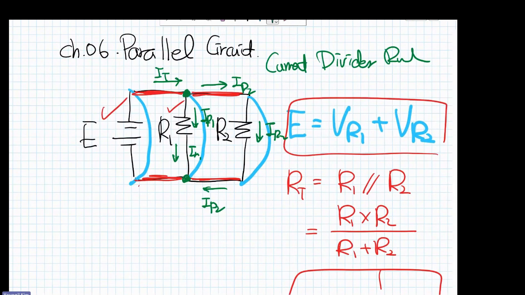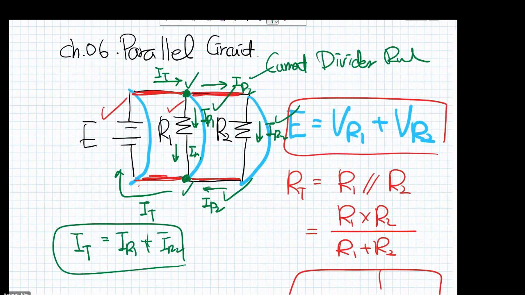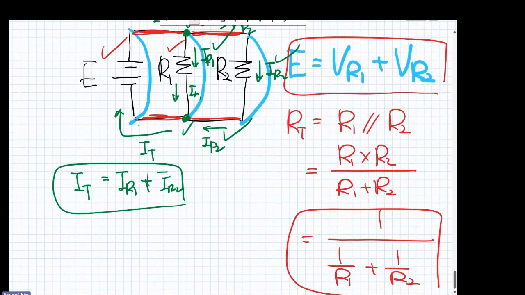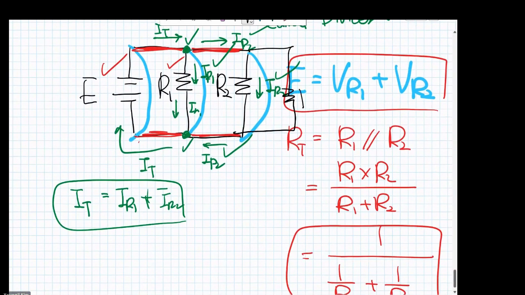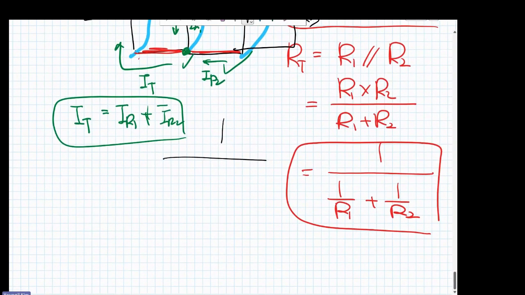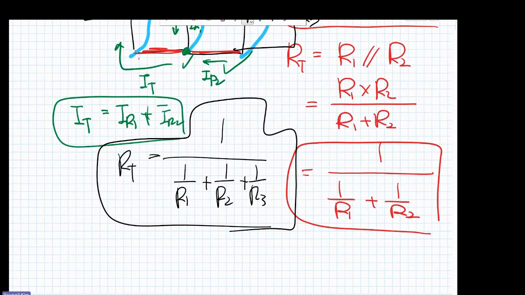What does junction mean, professor? Two or more lines combined, the junction right there, a point. So that is what the I sub t is. The I sub t is I sub R sub 1 here and I sub R sub 2. Okay, that is for the parallel circuit. How about three lines, something like this? That is 1 over R sub 1, 1 over R sub 2, 1 over R sub 3. Very important.